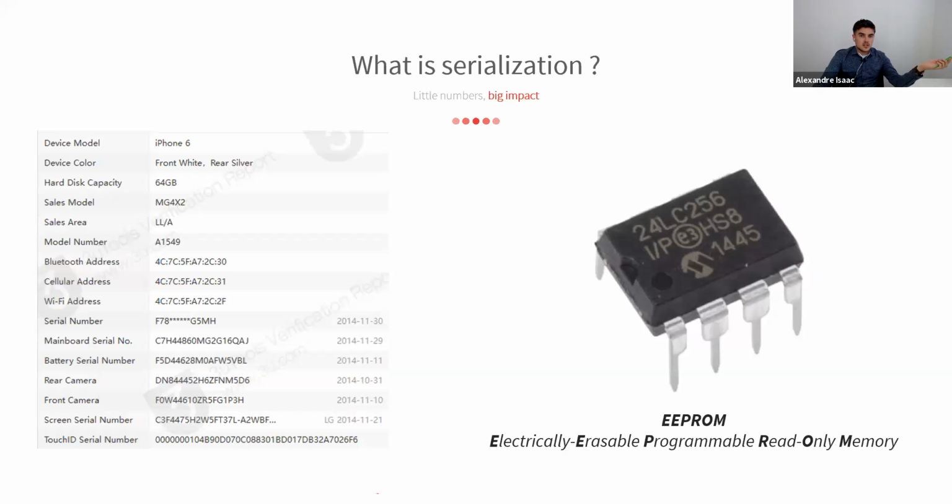First of all, what is serialization? Well, it's when you put serial numbers, so it's just a unique series of numbers and letters, into a component. Usually this serial number is encoded into an EEPROM, which is an electronic component. And these components can be really small and you can find them pretty much everywhere. So this is just an example on the left of what you can find just in an iPhone. All of these numbers are unique for this phone.